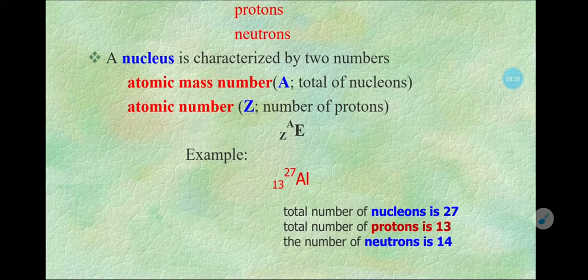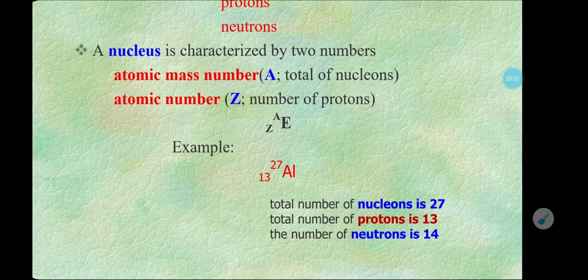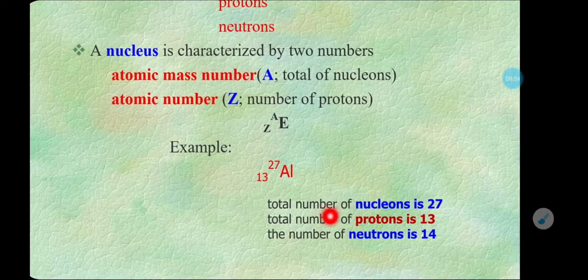The remaining nucleons present in the nucleus are neutrons. So how many neutrons? That means the total number of nucleons minus the protons: 27 minus 13. What number will we get? That number is the number of neutrons, so that many neutrons are present in the nucleus.